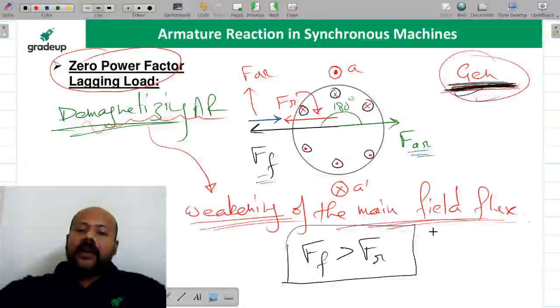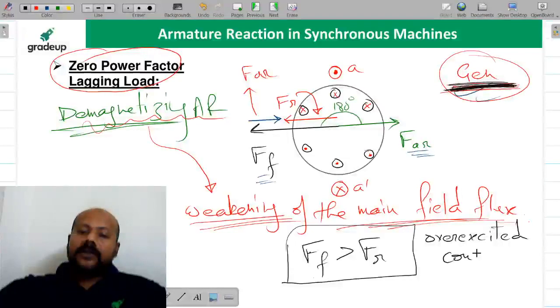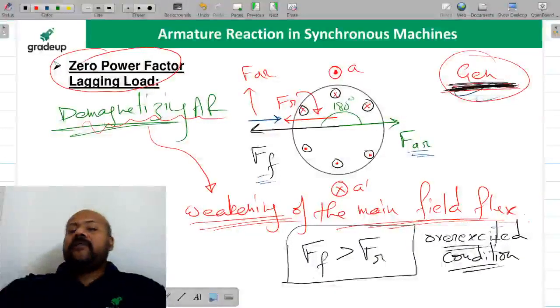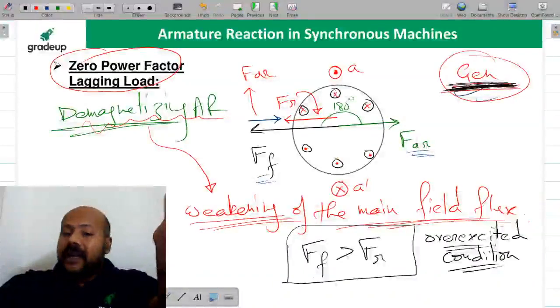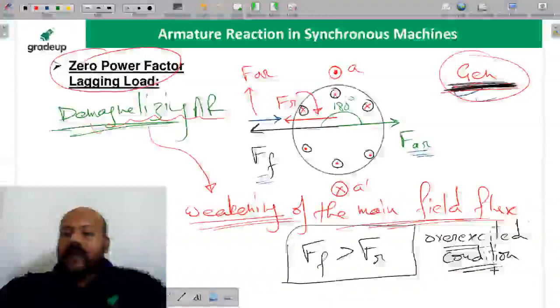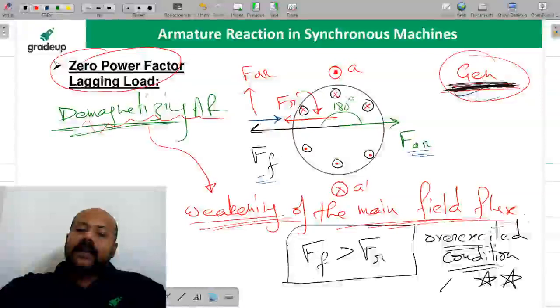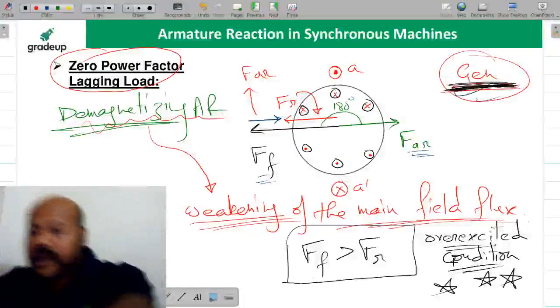This we are calling as over excited condition. Whenever the main field flux is going to be more than the resultant flux, then we are calling it as the over excited condition. Now come to the motor case.